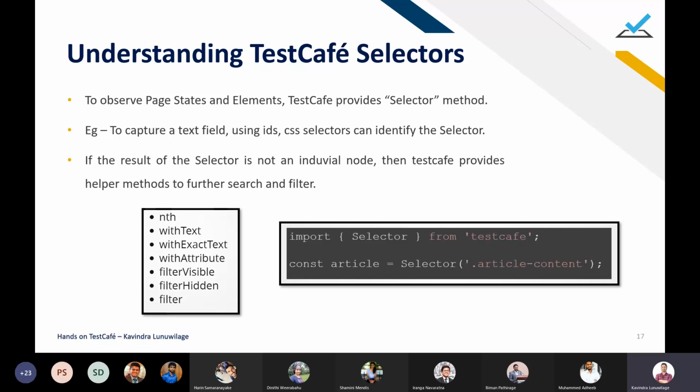And if the result of the selector is not an individual node, you can use other helper methods to deep dive into the selector. Like if there is a drop down, first you have to click the drop down icon, and then a list is going to be loaded, so you have to access that inside list. So there's an inner list. Likewise, you can deep dive inside nodes as well. This feature is similar to Cypress as well. So there's a similarity here.